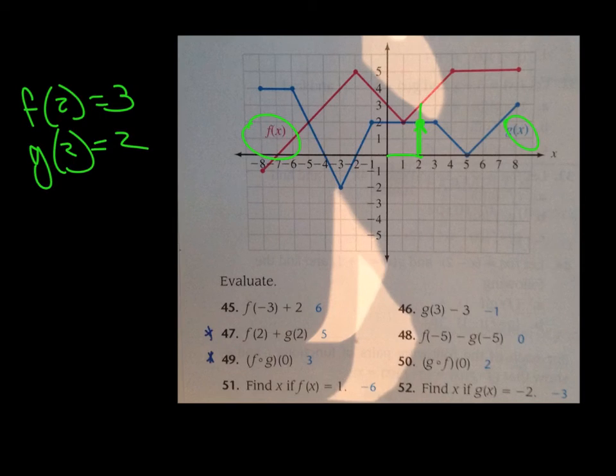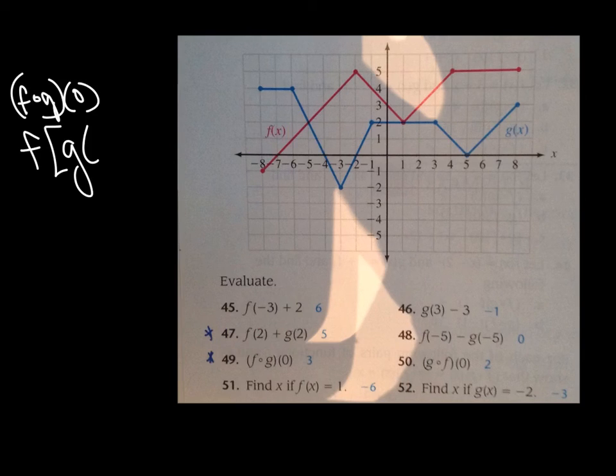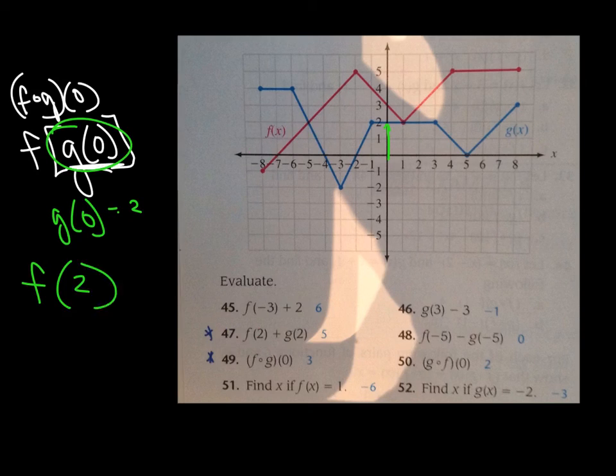When you look at 49, so let's go ahead and get rid of this. 49 is f of g of 0. So where is g of 0? When I go over 0, where am I on the g? I'm at 2. So g of 0 equals 2. So instead of g of 0, I'm going to write f of 2. So now let's look at when x is 2, where am I on the f? I'm at 3.